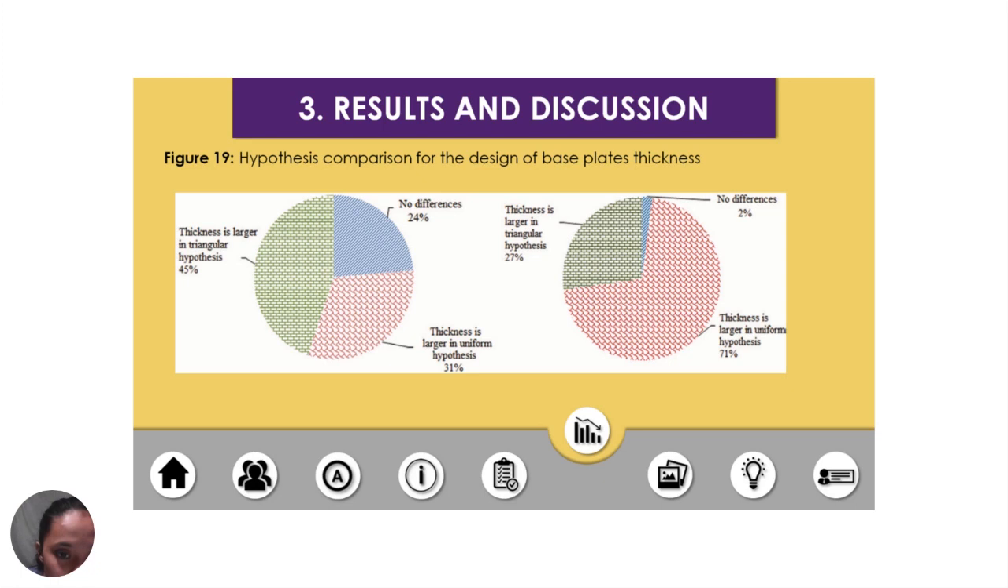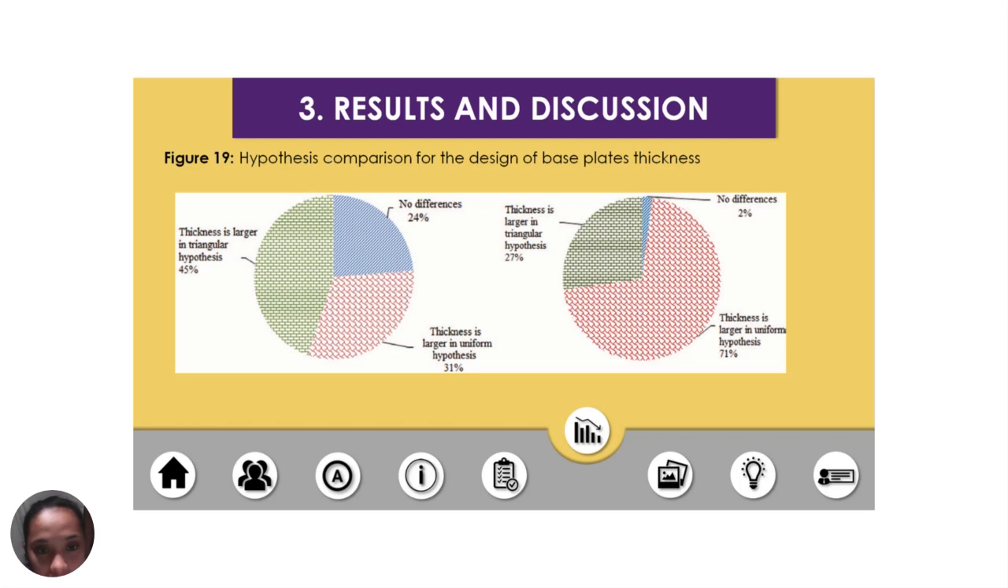So here, it shows the difference. I mean the comparison: the thickness is larger in the triangular hypothesis, which is 45%. No difference is 24%. Thickness is larger in the uniform hypothesis, which is 31%.